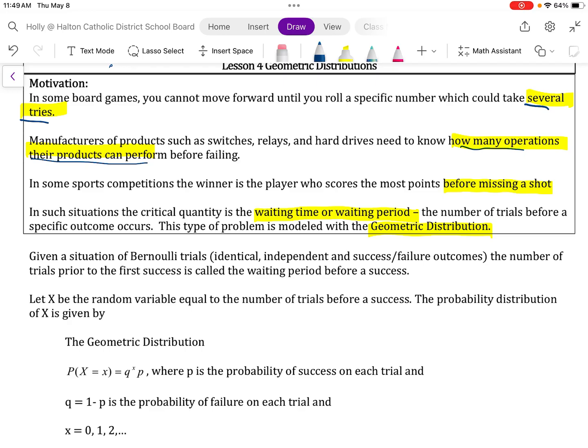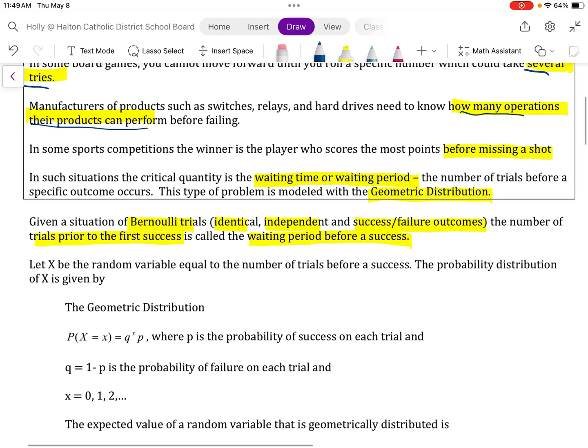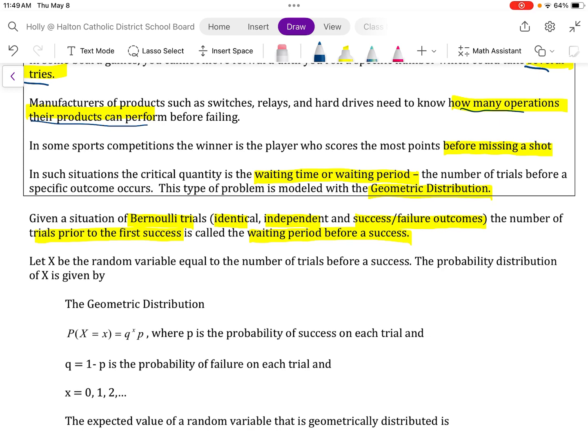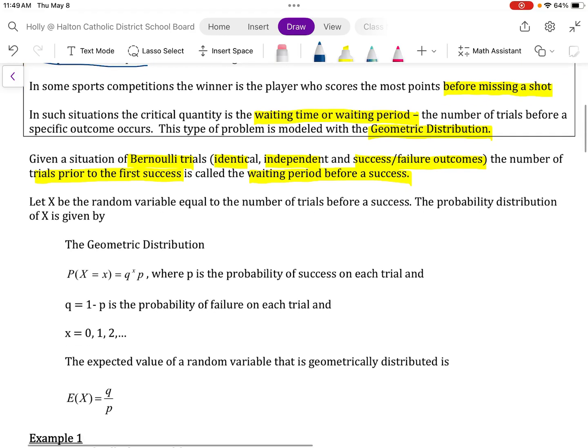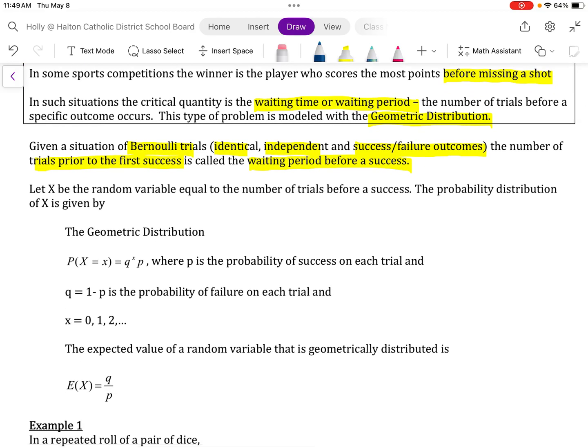So given a situation of Bernoulli trials, again, just a reminder, Bernoulli trials are identical, independent success-failure outcomes. So it's success or failure, one or the other. The number of trials prior to the first success is called a waiting period before a success. And that's what we're looking at with geometric distributions. So let x be the random variable equal to the number of trials before a success. And the probability distribution of x is given by P(x) equals Q to the power of x times P.